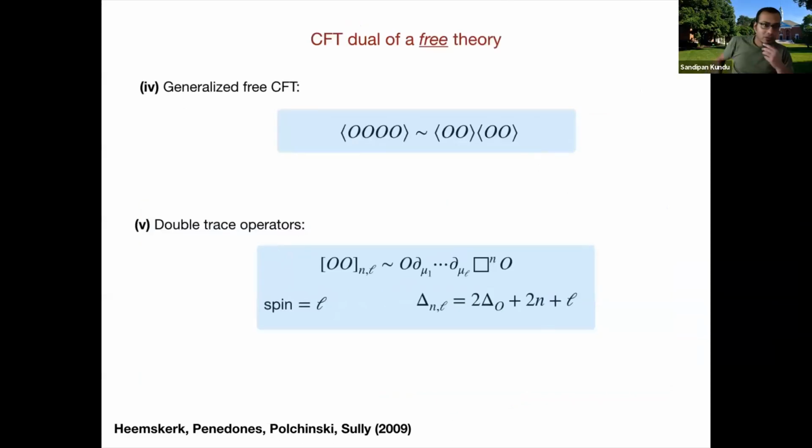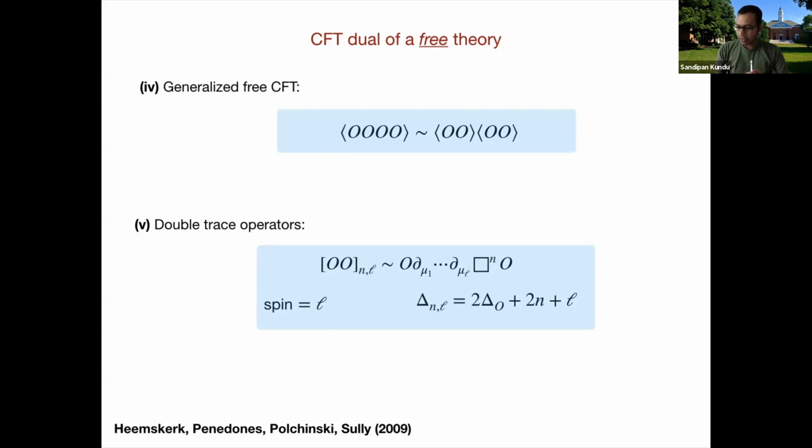So okay, let me say a couple of things about this generalized free CFT. To do that, let's first make the AdS effective field theory completely free. In that case, all CFT correlators in the dual CFT will factorize into 2-point correlators. So that's what I mean by a generalized free CFT.